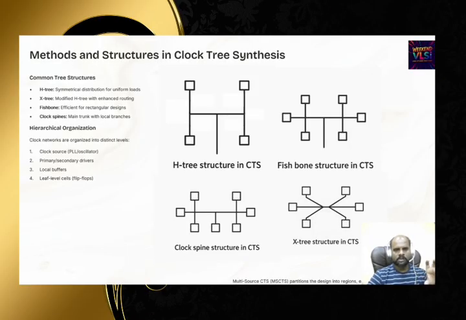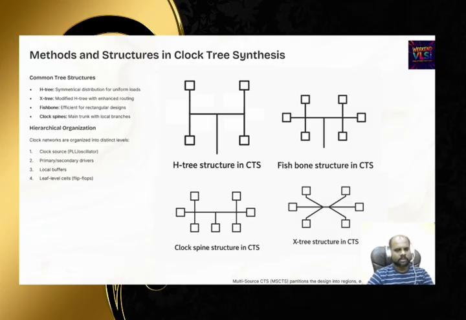This shape resembles a straight line with short branches going out. Okay, it works well for chips where sinks are spread across the main axis. If the sinks are along this axis, then it will be very good. It is a simple routing with low insertion delay if the sinks are aligned. But if the sinks are not aligned, then the insertion delay will increase. Disadvantage, it may have higher skew if the sink distribution is uneven, and it is very less flexible.